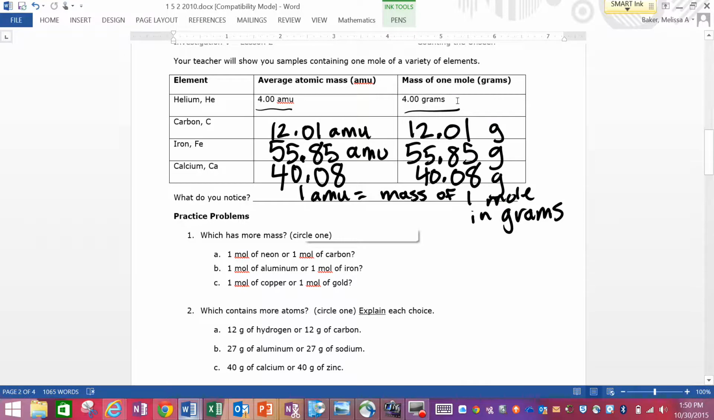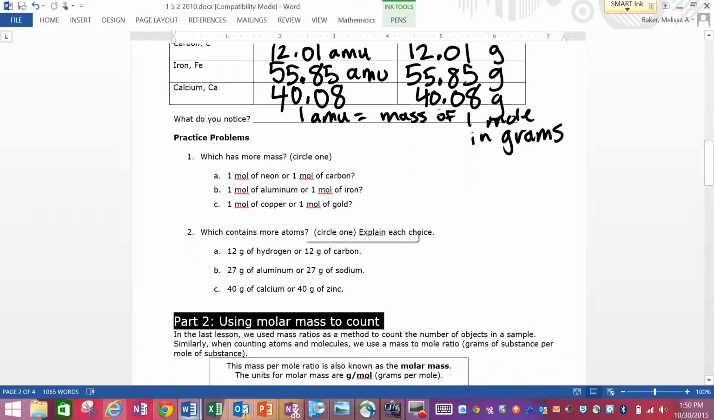Okay, so let's look down here. Which one weighs more, a mole of neon atoms or a mole of carbon atoms? Well, if you check the periodic table, a mole of neon atoms weighs more. It's like 20 grams versus carbon's 12. So neon atoms must be larger. Then aluminum versus iron. Iron atoms are larger. Copper versus gold. Gold atoms are larger. So an equal amount of each of those, because gold atoms are larger, they'll have more mass.